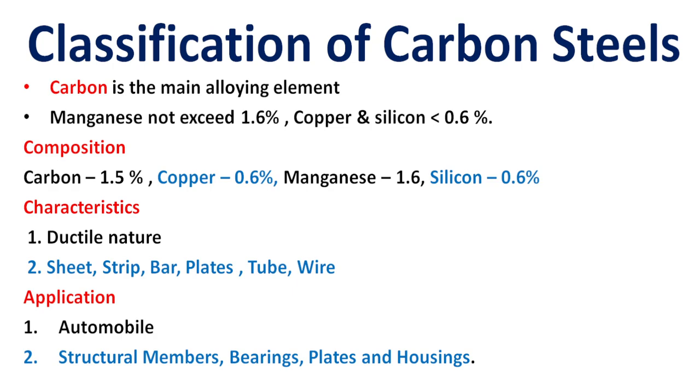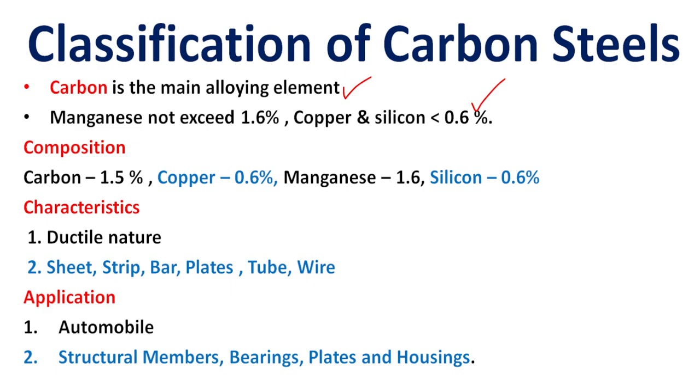Classification of carbon steels. In this classification of carbon steel, carbon is the main alloying element in the carbon steel material. In carbon steel, manganese does not exceed 1.6 percent, and copper and silicon are less than 0.6 percent. Carbon is the main alloying element. The manganese does not exceed 1.6 percent, copper and silicon are less than 0.6 percent.